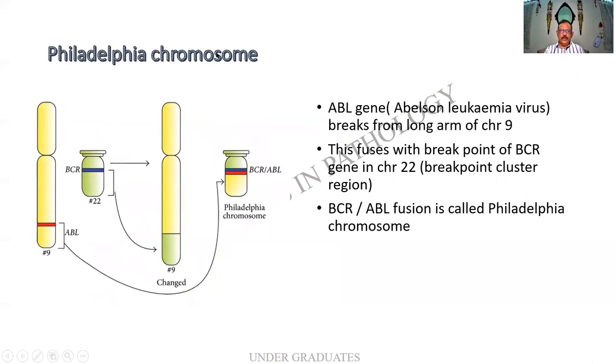The Philadelphia chromosome is this. So this is chromosome number 9 and this is chromosome number 22. This is called the centromere. So obviously this is a short arm and this is a long arm.